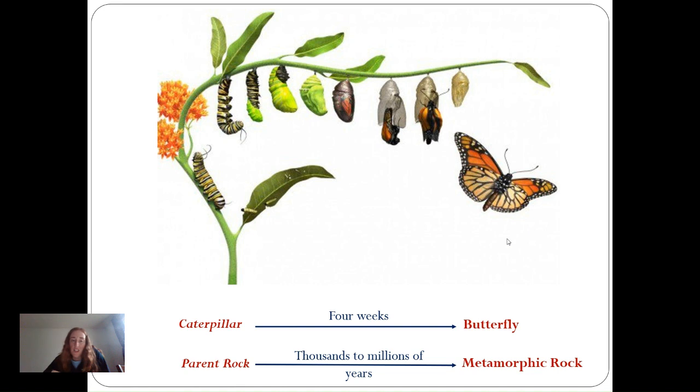Just as an analogy, if you take a monarch caterpillar, which likes the plant milkweed, over 4 weeks that's going to turn into a monarch butterfly. But if you take a parent rock like shale or limestone, for example, it might take thousands to millions of years for it to turn into a metamorphic rock.